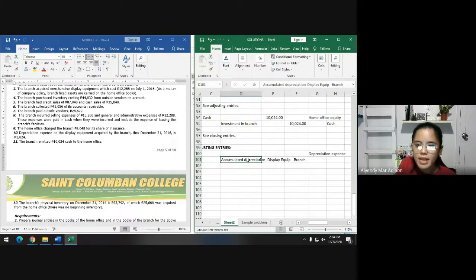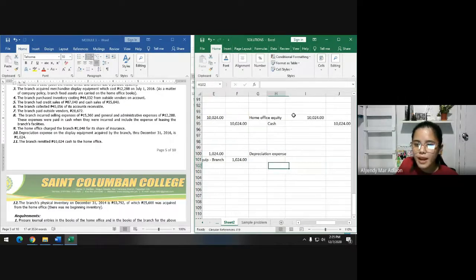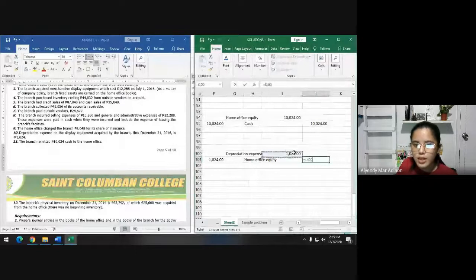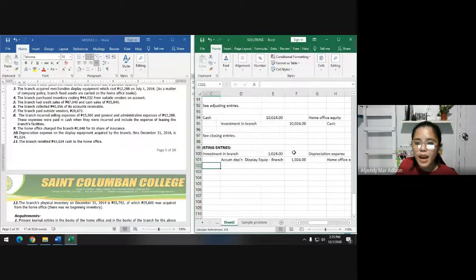Okay, so unsa man ang ilahang reciprocal entries? Corresponding debit and credit. Just like what we did sa other transactions, butang lang nato ang ilahang reciprocal account. So sa may debit diri kang home office, debit investment in branch. And by the way, you can also use branch current. So that is 1,024. And on the part of the branch, debit depreciation expense and credit home office equity 1,024. Okay, that is for our adjusting entries.